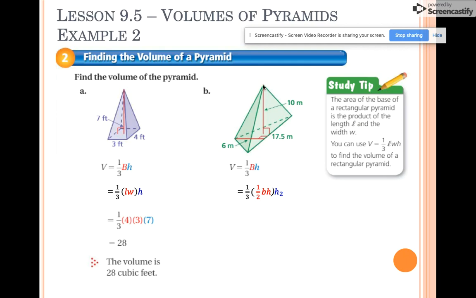So just be careful when you're substituting in. When you're finding the area of the triangular base, it should be 1/2 times 17.5 times 6. That 10 should be at the end because it's the height of the pyramid. In this case, I have 1/3 times 1/2. So I can think of that as 1/6, and 1/6 times 6, again, that's 1. And I can just multiply 17.5 times 10, which would give me 175 cubic meters, or 175 meters cubed.